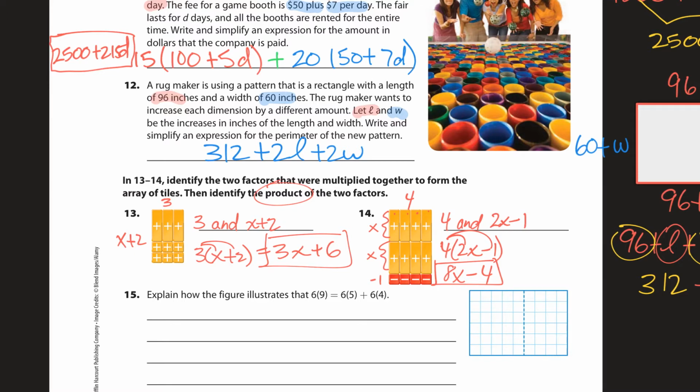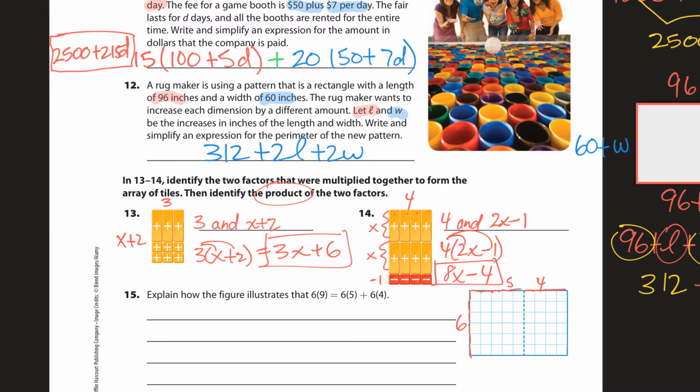Explain how the figure, on this next one here, illustrates that 6 times 9 is 6 times 5 plus 6 times 4. Well, let's see. This is 1, 2, 3, 4, 5, 6. So here's 6, and this must be 5. 1, 2, 3, 4, 5, and this is 5, and this is 1, 2, 3, 4.